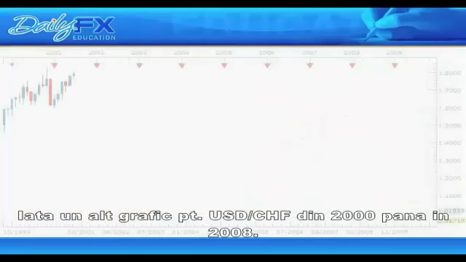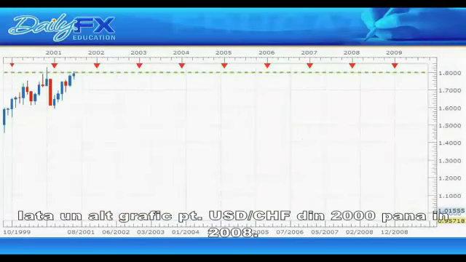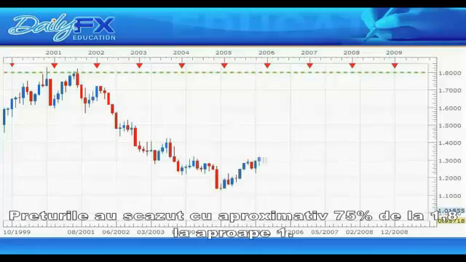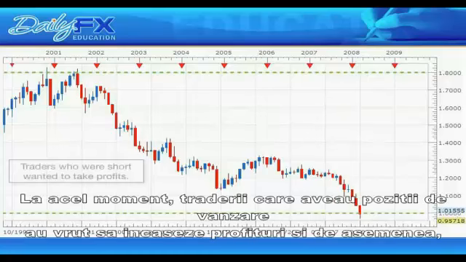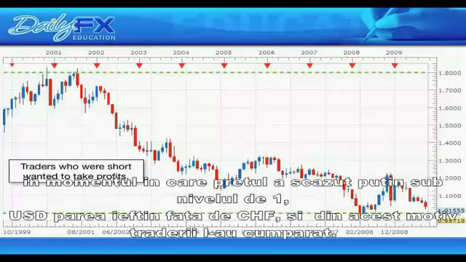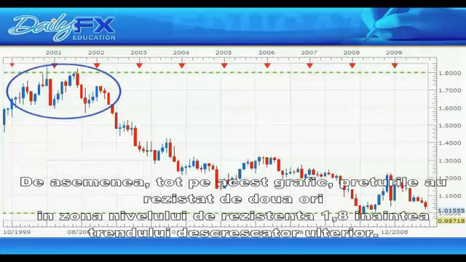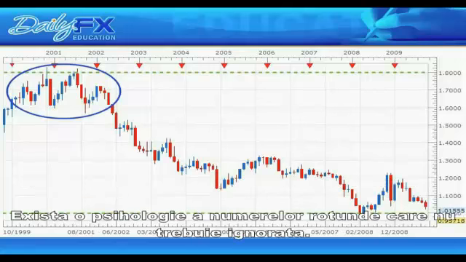Here's another chart of the dollar Swiss from 2000 to 2008. The price dropped 45% from 1.8 to near 1.0. At that point, traders who were short wanted to take profits. Also, as the price temporarily dipped below 1.0, the dollar Swiss looked cheap, so buyers rushed in. Also, on this chart of the dollar Swiss, notice how prices were resisted twice to start the downward trend at 1.8. There's a psychological power of round numbers that should not be ignored.